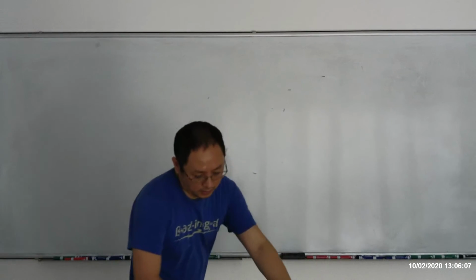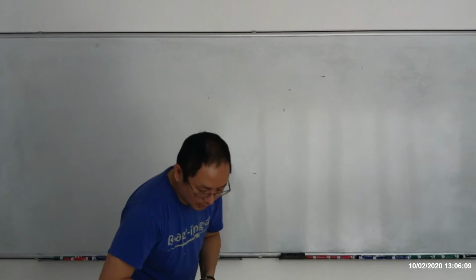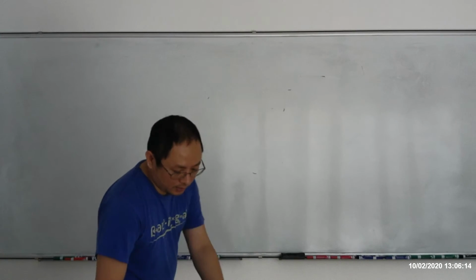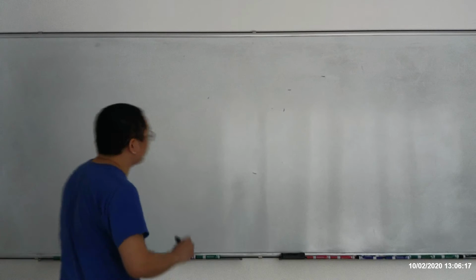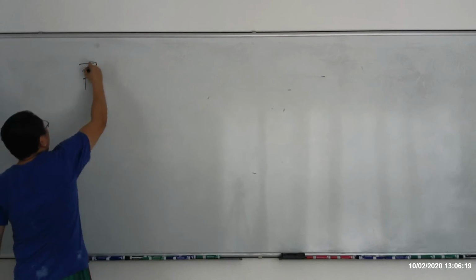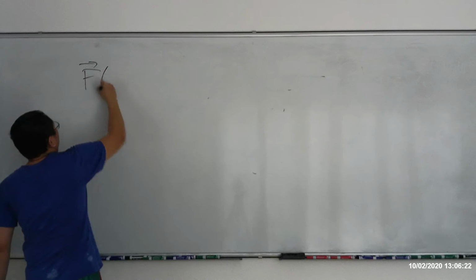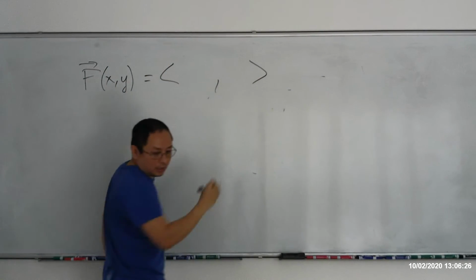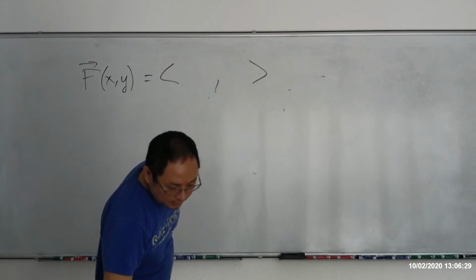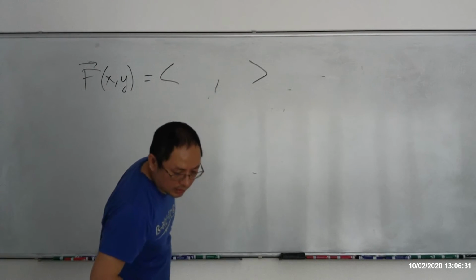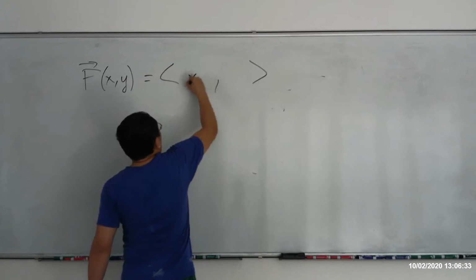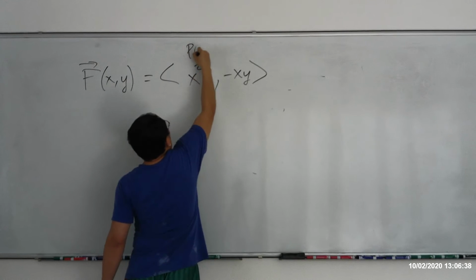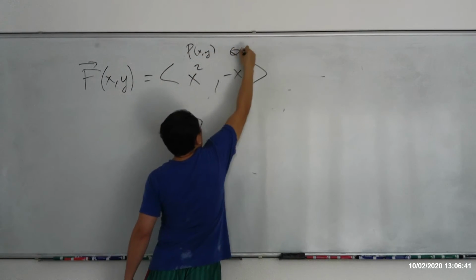Okay, so they ask you to find the work done by the force moving a particle along a quarter of a circle. All right, so they give you a vector field. Force F of x, y equals, see what I got in here, x squared and negative xy. So this is really my P function, P(x,y), and this is my Q function, Q(x,y).